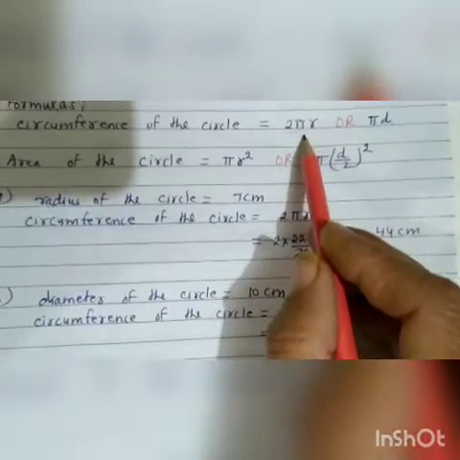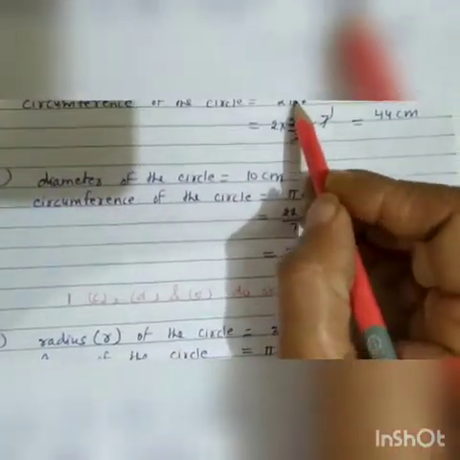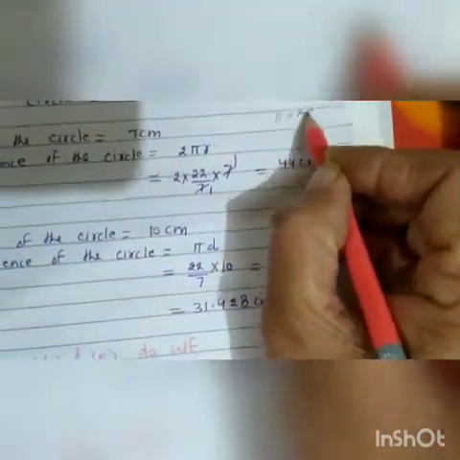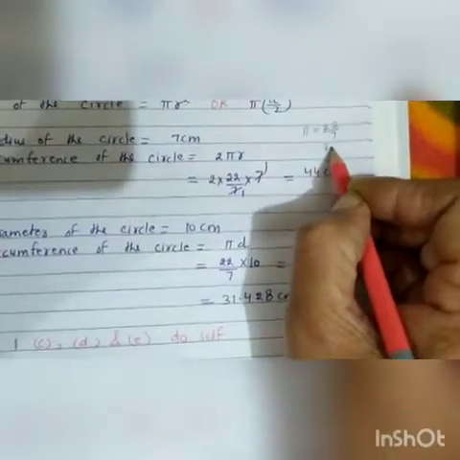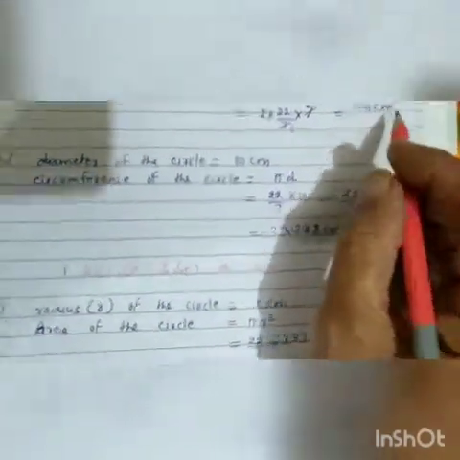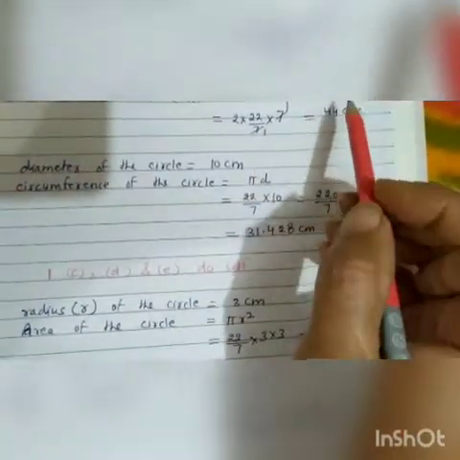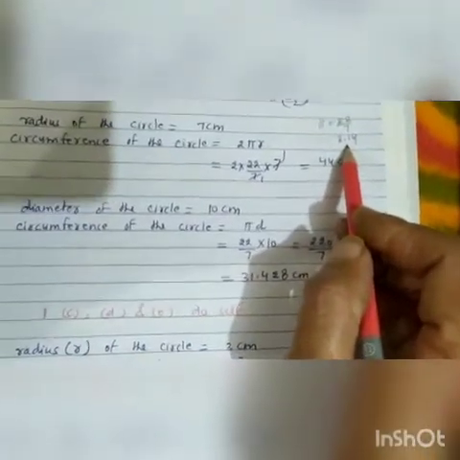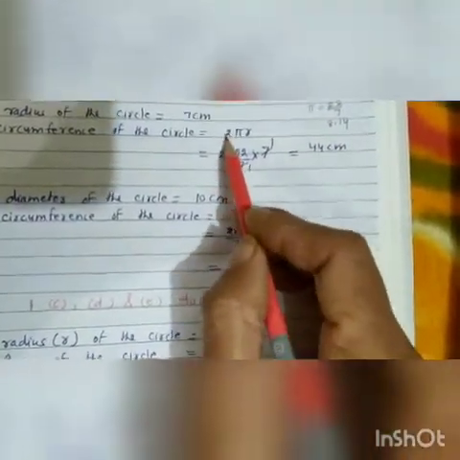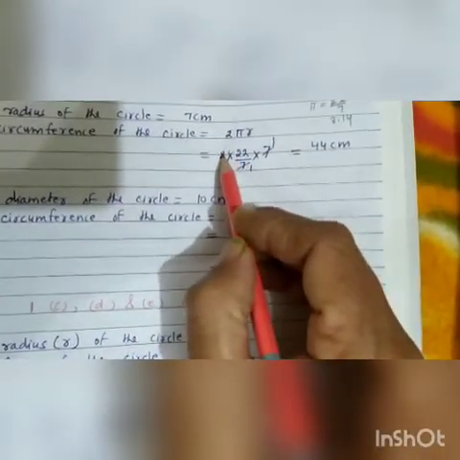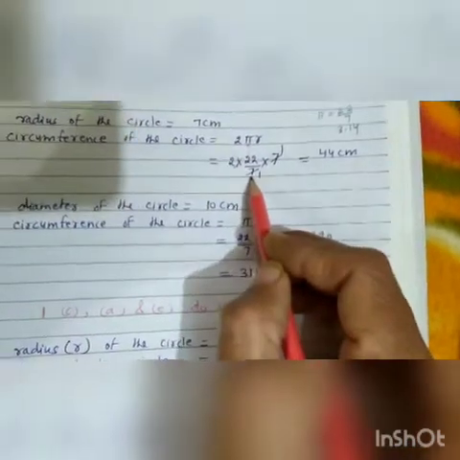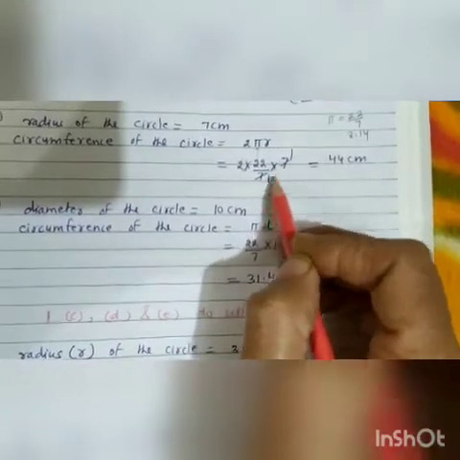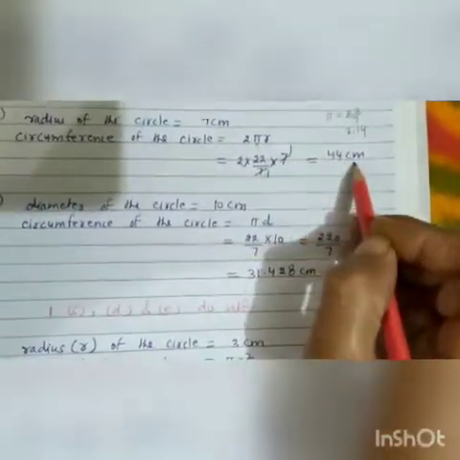We will use this formula. Then 2, and the value of pi, see here students, the value of pi is either 22/7 or 3.14. We will use these values. The value of pi is fixed, we cannot change it. So 2 into, the formula is 2 pi r, we write 2 here. Then the value of pi is 22/7 into r, radius is given as 7. The 7s cancel, 7 ones are 7, and 22 twos are 44 centimeter.